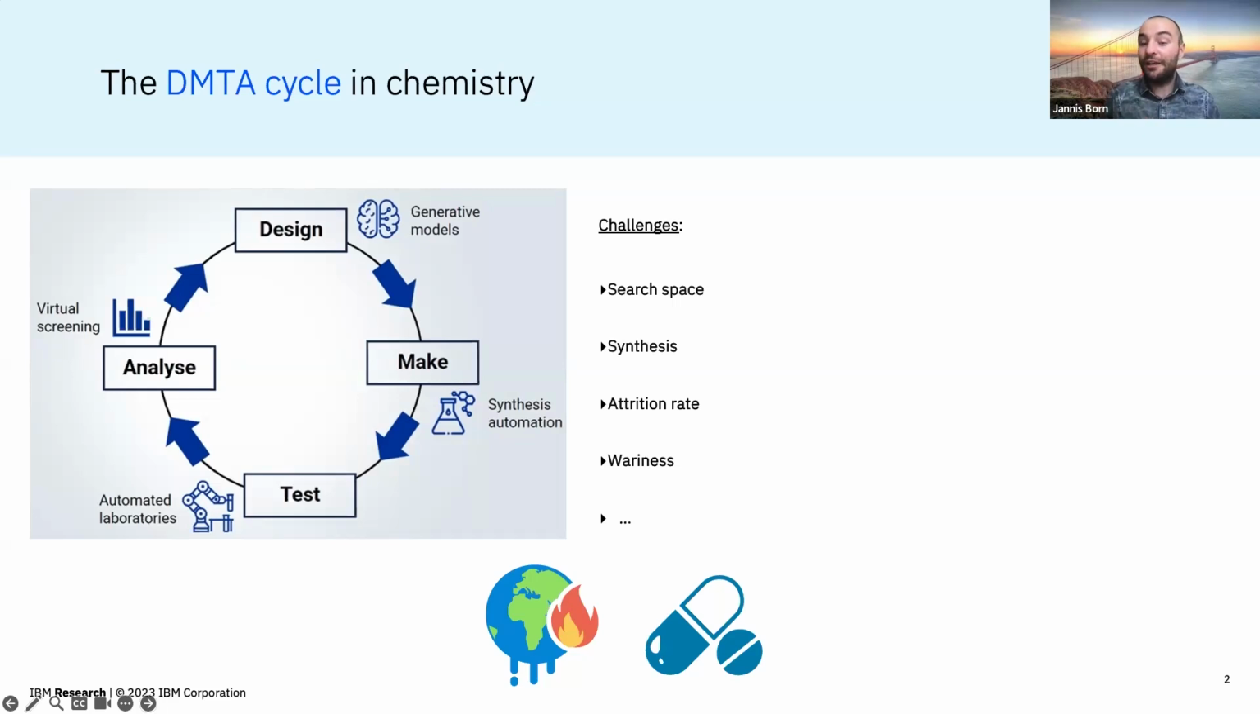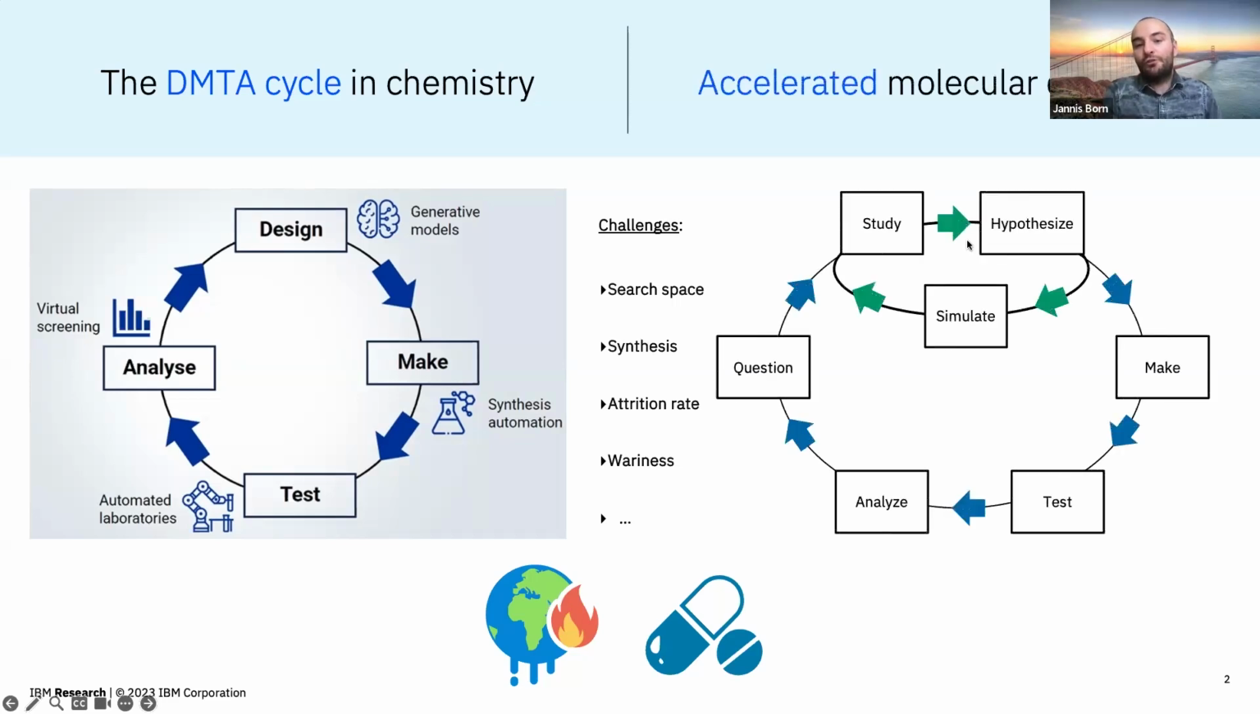The other side of that coin is that the attrition rate is extremely high, and only one out of roughly 10,000 synthesized molecules makes it all the way to the market. The goal of our research is to improve the quality of the average hypothesis that is being tested in the lab. You can think of this as an additional small validation loop, as you see on the right here, that is simulating the outcome of the hypothesis. We embed this validation loop into the larger cycle in order to accelerate it as a whole.